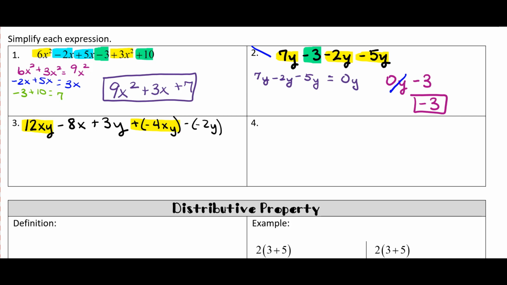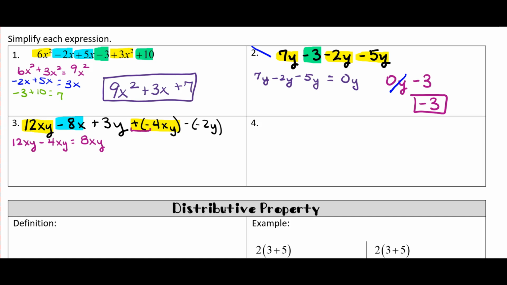Now, when we rewrite this, we're going to have 12xy. I don't like having these two signs, this plus and this minus. So I would just put minus 4xy. The plus there isn't really necessary. So 12xy minus 4xy is going to be 8xy. So then I go to the next term. I have this negative 8x. So I'm looking and I see that I have no other 8x's. So that means in my answer all I have is one negative 8x.